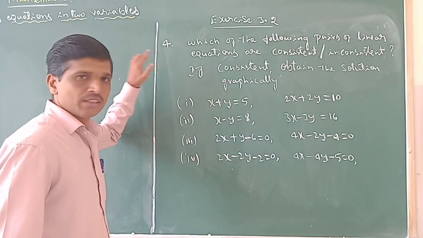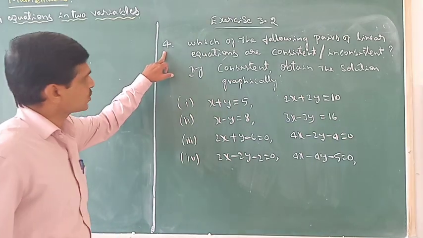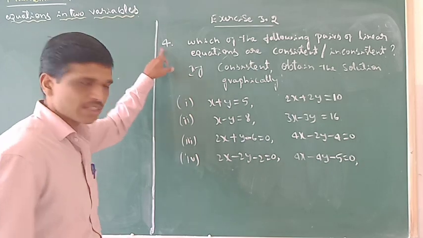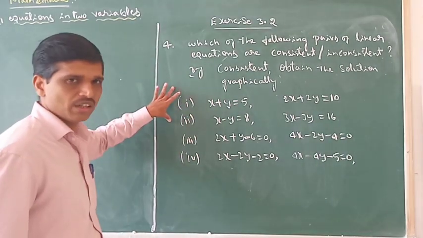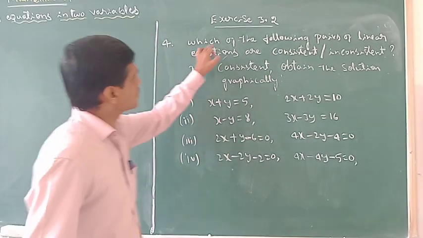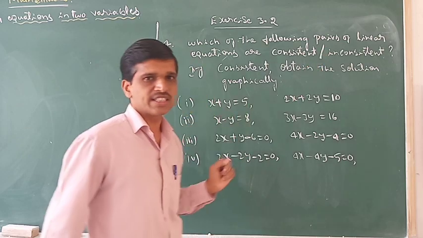Now let us consider the fourth one. I have already solved the third main, in which two examples, the remaining two should be for homework. Now consider the fourth question. Out of this fourth question, I would like to explain any one. Which of the following pairs of linear equations are consistent or inconsistent?